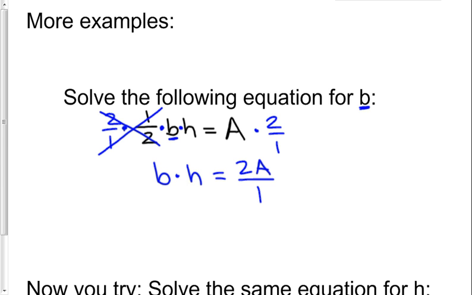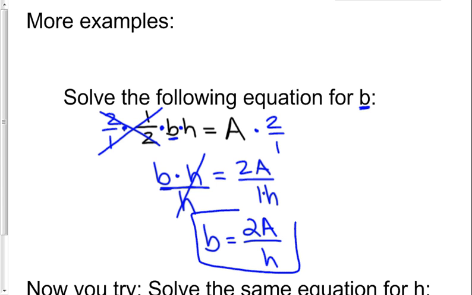Now I'm trying to get b by itself. So I've got b times h. If I divide that by h, the opposite of multiplication is division, I also have to divide this by h. I've already got a fraction, so when you divide, you're just putting it in the denominator. So I'm going to put an h down here in the denominator. That leaves me with b on the left side, and on the right side I have 2a divided by h. So I've got b by itself. This is the area formula for a triangle solved for b.